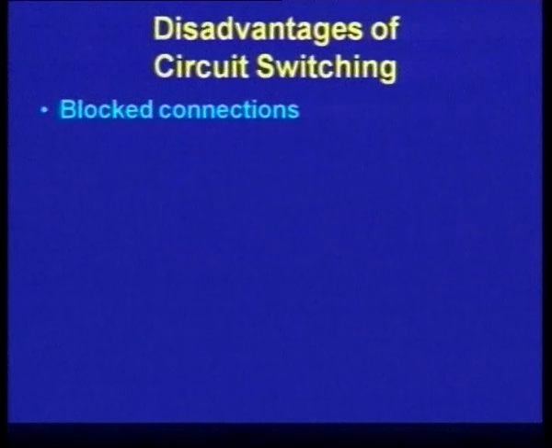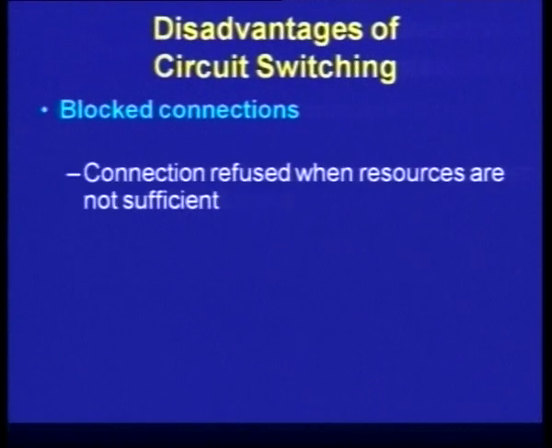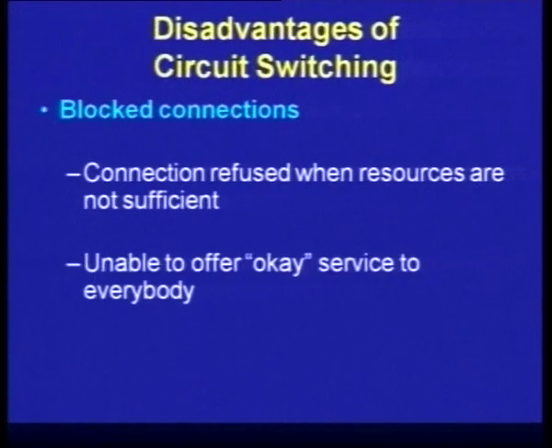Another disadvantage of circuit switching is that you can have blocked connections. That is, a connection would be refused when resources are not sufficient, and it is not possible to just offer some okay service to everybody. You are going to give service only to some people, but to them you will be able to give a guaranteed bandwidth. But the fact that you are not able to entirely utilize the full bandwidth and that connections could get blocked is one of the disadvantages of the circuit switching mechanism.